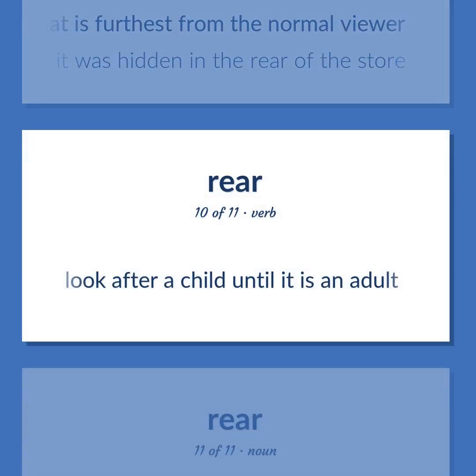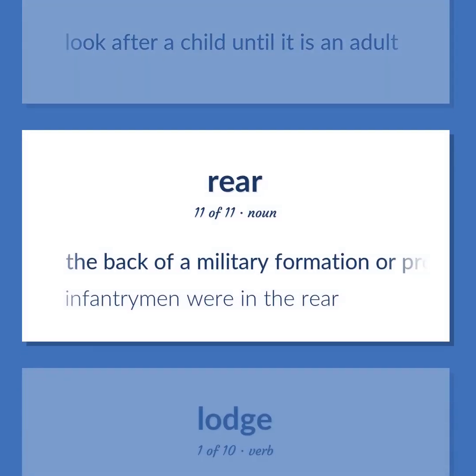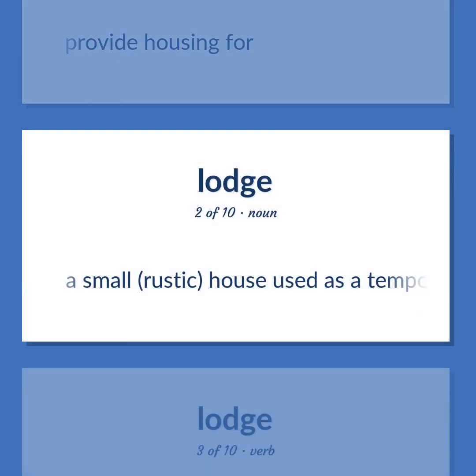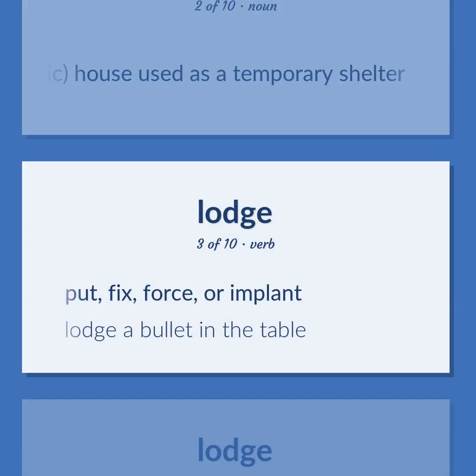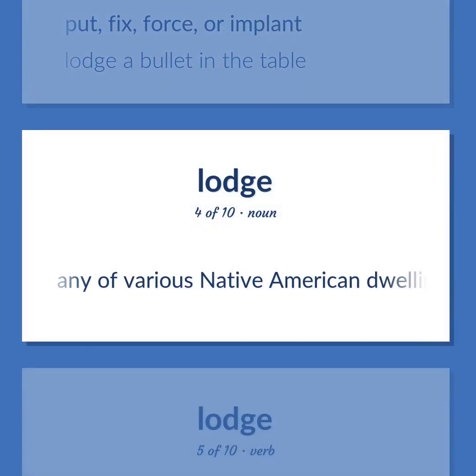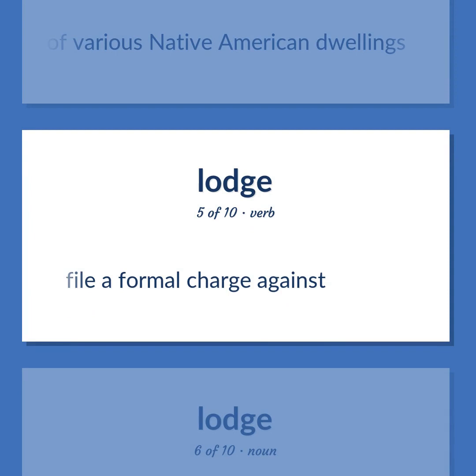Look after a child until it is an adult. The back of a military formation or procession. Infantrymen were in the rear. Provide housing for. A small, rustic house used as a temporary shelter. Put, fix, force, or implant. Lodge a bullet in the table. Any of various Native American dwellings. File a formal charge against.